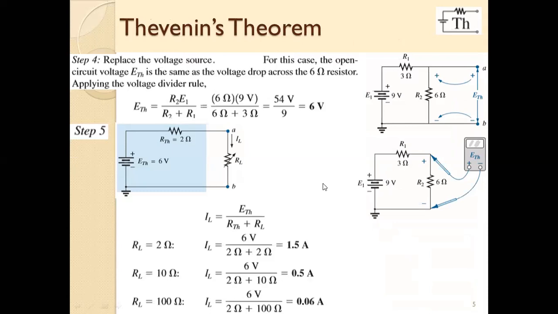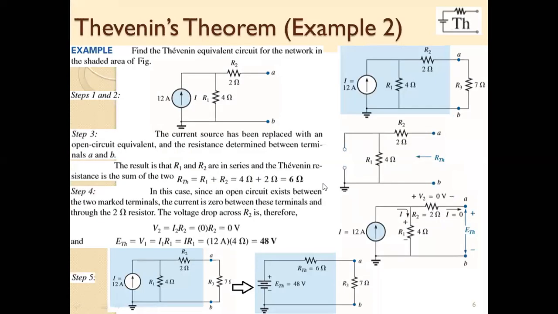Okay, good. So now we will go for solving problems. The first example given says: find the Thevenin equivalent circuit for the network in the shaded area of the figure. So this is a network and this is the shaded area of the figure. What you need to find is the Thevenin equivalent circuit of this. You will make the Thevenin equivalent network and write the values of ETH and RTH.